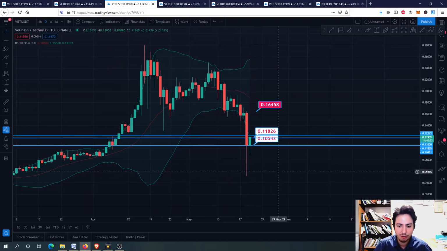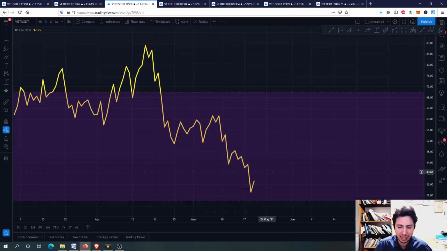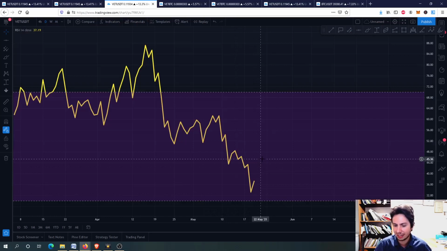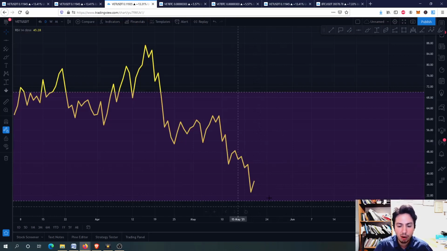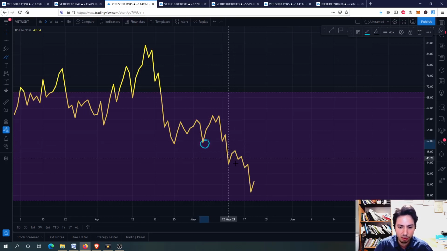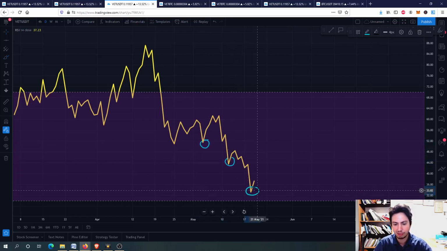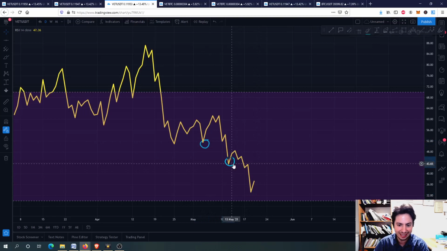Same here for the RSI. We are inside 30 and 70. You can see according to the RSI we can drop a little bit more, and of course right now we are experiencing the lower low situation I was talking about, that we don't want to see in the daily frame for Vechain.